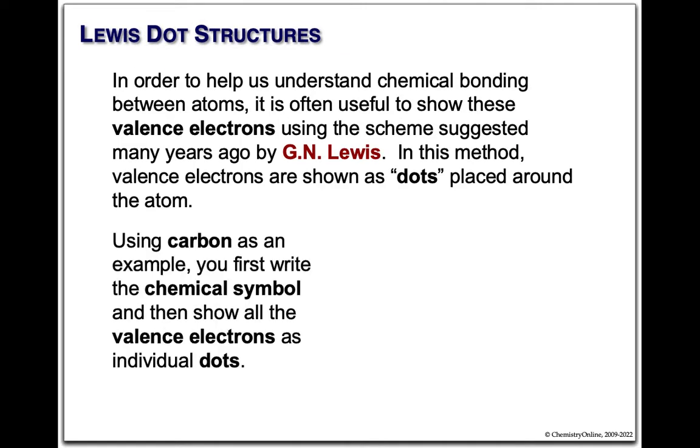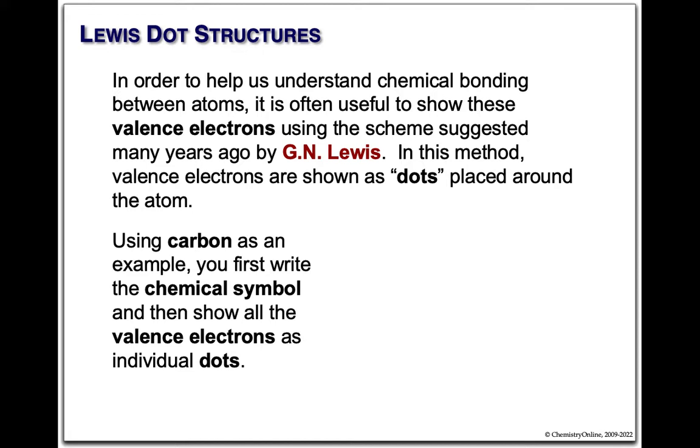Covalent bonds. There's a simple mechanism to display bonding in covalent or molecular compounds. And that is the Lewis dot structure. G.N. Lewis was a chemist and came up with this very simple method. Now it's important to remember that when you write a Lewis structure, it's just bookkeeping. You're just doing bookkeeping on valence electrons. But there are rules. Let's start with carbon.